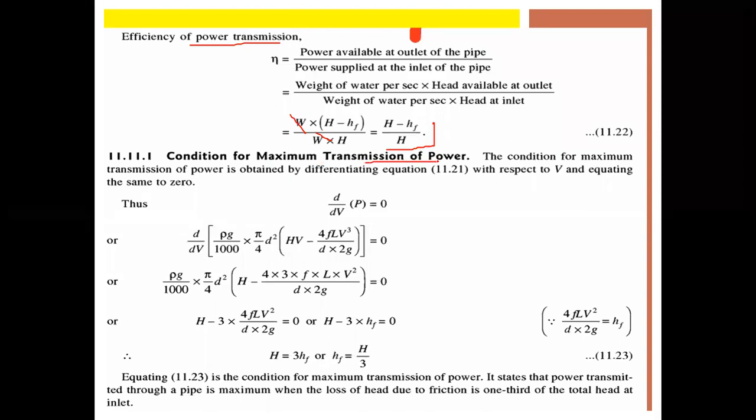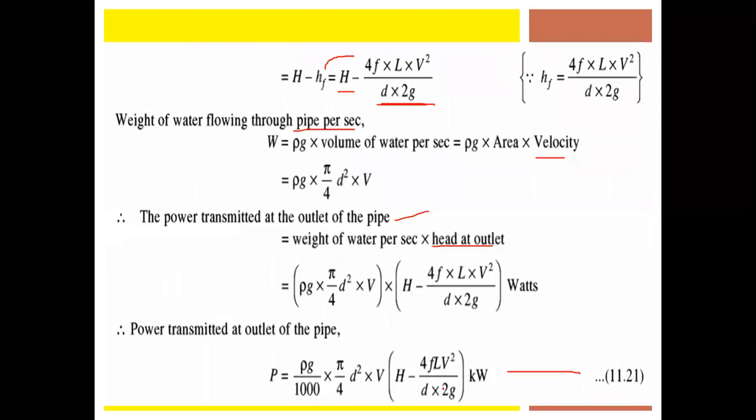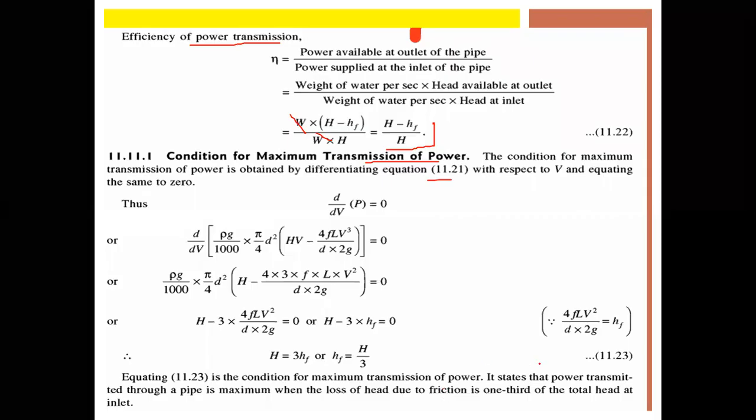The condition for the maximum transmission of power is obtained by the differential equation 11.21. So with this we can do the differentiation with respect to V, so we get dP by dV equal to 0. Because P is equal to rho into G by 1000 into pi by 4 d square into H V minus 4 and so on. This is equal to 0. Now keep on substituting.